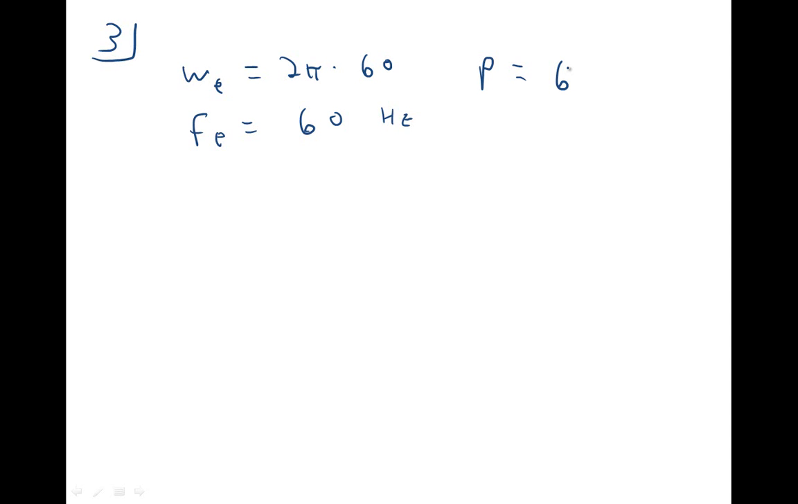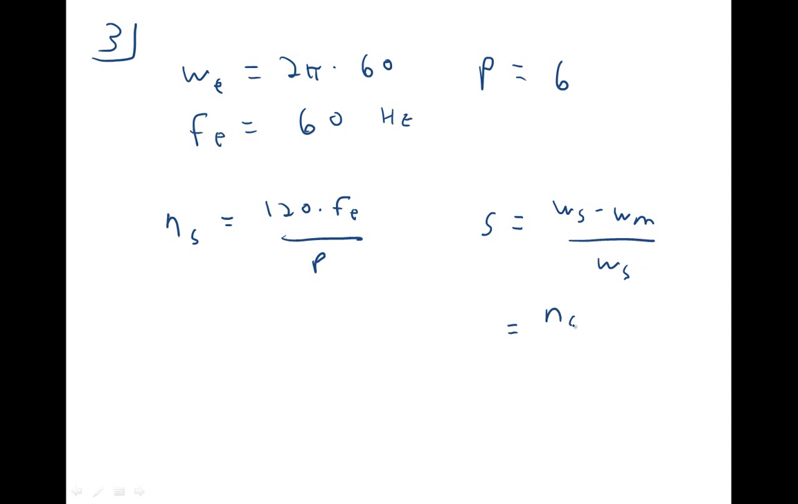What is the slip? Well, the first thing we have to do is find the synchronous speed. The synchronous speed, of course, is given by 120 times electric frequency divided by the number of poles. So we can find that. Then we know that the slip is equal to omega s minus omega m all over omega s, if we're working in radians per second. This is actually in RPM, and so the other form, of course, would be ns minus nm all over ns, which makes more sense because I'm telling you that the motor speed is 1070 RPM. So this is the one that you want to use, and using that, you can find the slip.